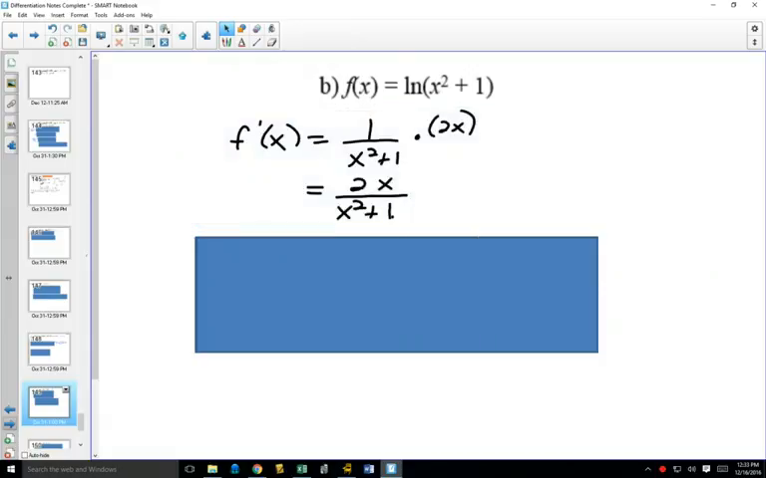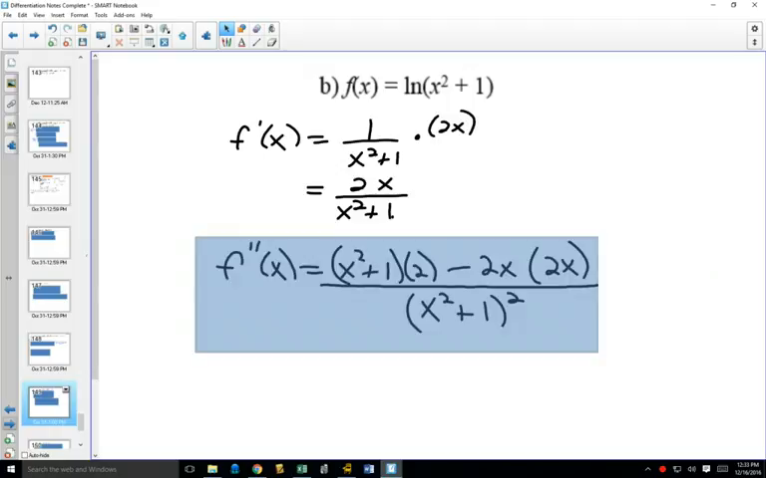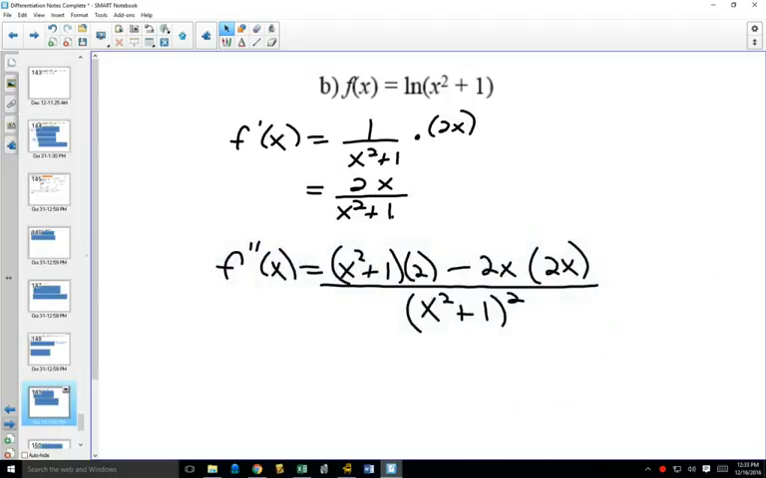First derivative. And then if you leave it like this, then it's a quotient rule for your second derivative. You could have also brought that x squared plus 1 and made it to the negative 1, and then you'd have product rule with the chain rule for your second derivative.